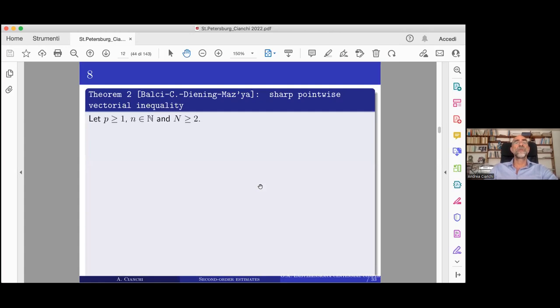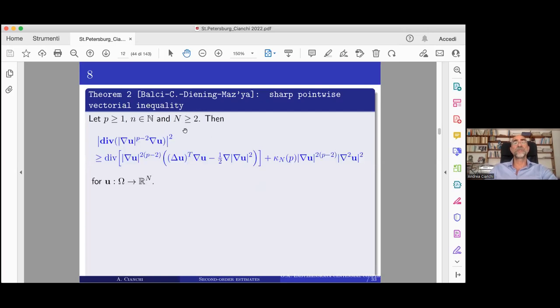So take any p larger than or equal to one. At this stage, p equal to one is also allowed because it's just a differential inequality. And the capital N, the dimension of the target, is an integer larger than or equal to two. So we are here in the setting of systems. And this is the inequality that we have.